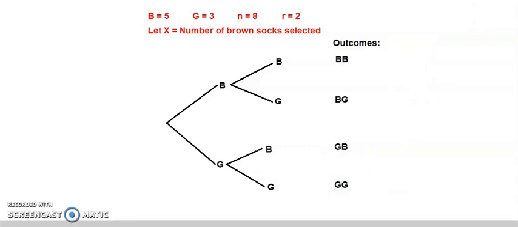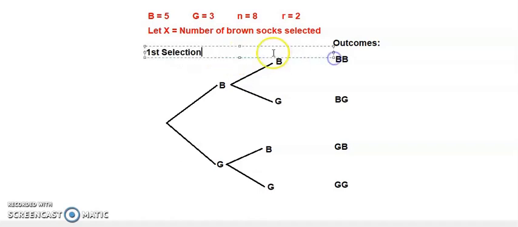Okay, how to put the probabilities? Look at how to get the probability. Recall that to calculate probability, it is the number of events in that experiment divided by the total. Okay, let's say I put here the first selection, and here is the second selection.